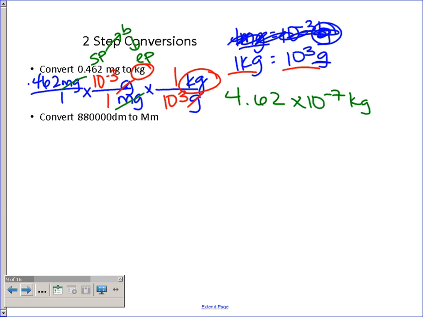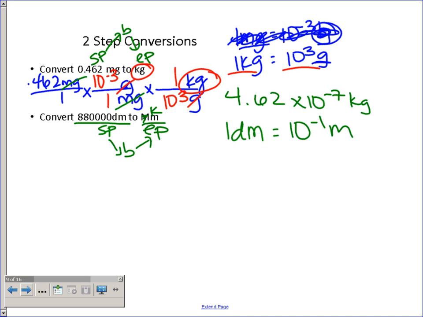880,000 decimeters to, we will go to kilometers here. So cross out the big M and go to kilometers. So again, I'm starting in deci. I'm going to have to go to base, and then I'm going to go to kilo. So this is my starting point. This is my ending point. And I have to go through base to get there. So let's write our equivalence measures. 1 decimeter is equal to 10 to the 1 meters. 1 kilometer is equal to 10 to the third meters.